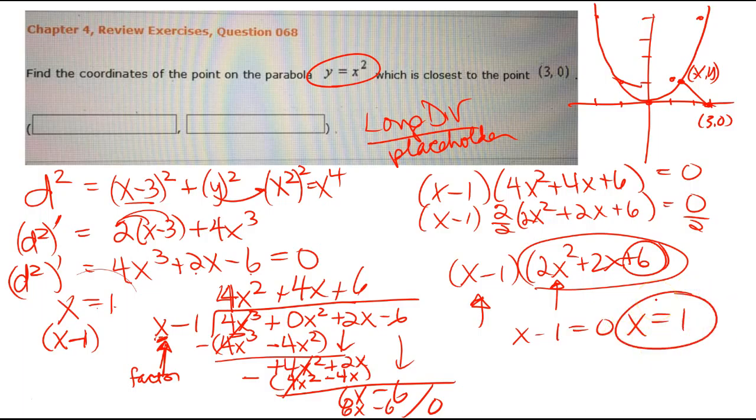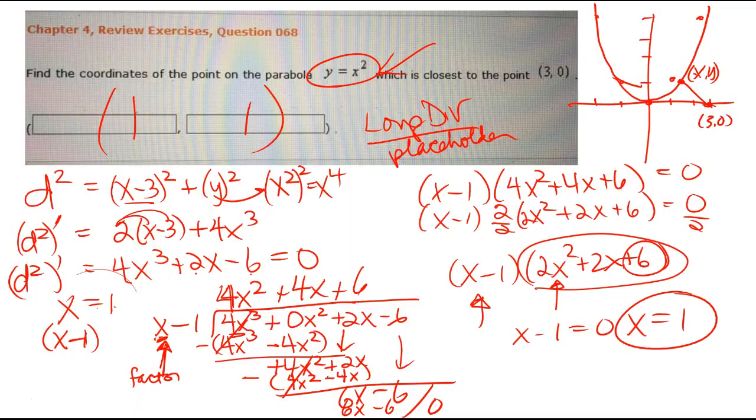If we plug that back into the original function at 1, y is also 1. So the coordinates of the point are 1, 1. Okay? Let me know if you have any questions on that.